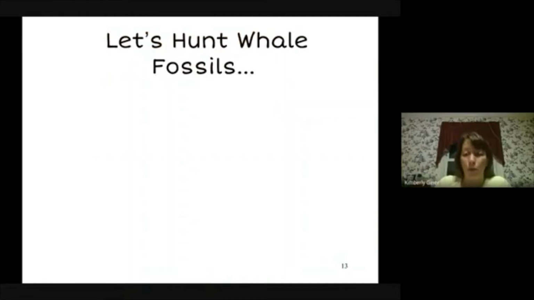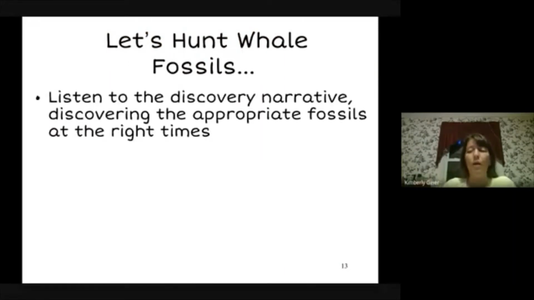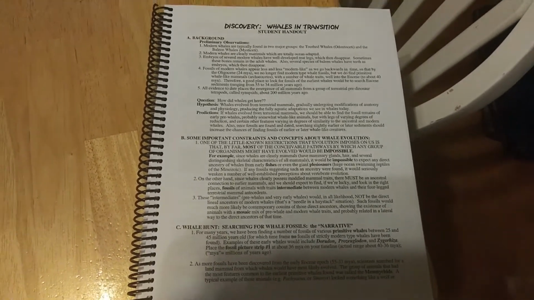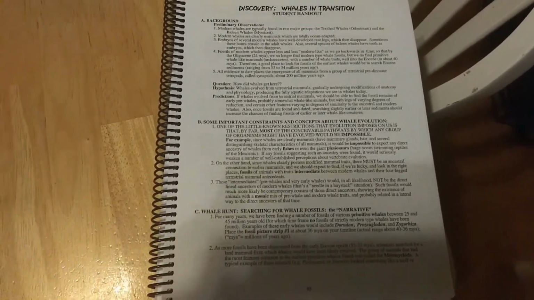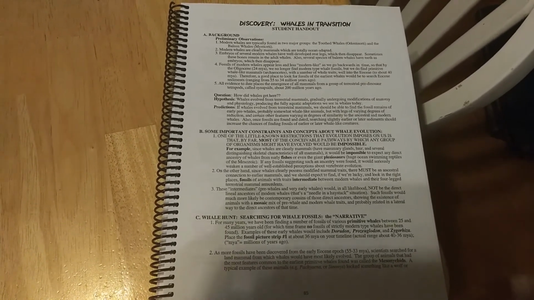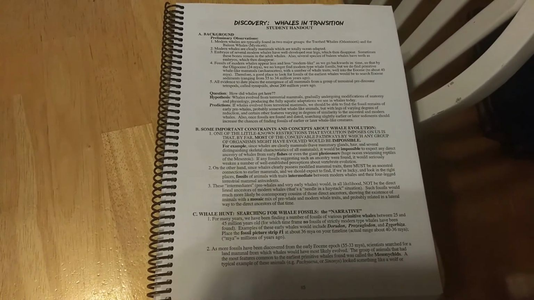So, we're going to hunt for some whale fossils. I'm going to tell you a little bit of a story, and we're going to discover some fossils at the right times, and I'm going to try to put them down on a timeline. We are going to go on our whale hunt now. If you want to read all of the details, you can follow along in your book on page 85.